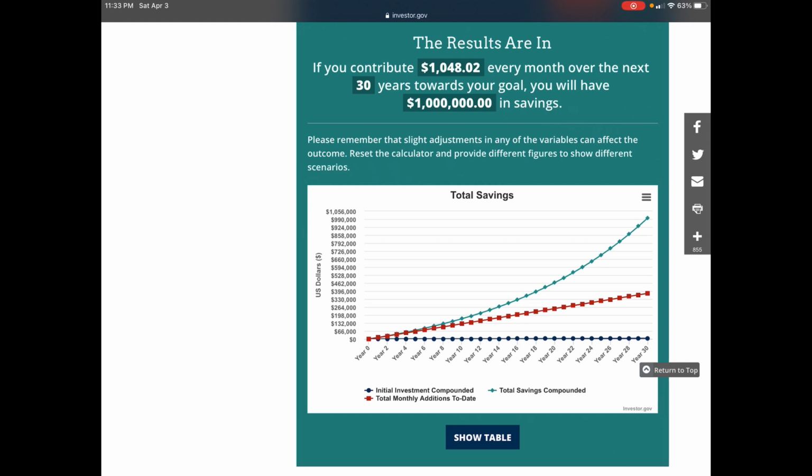Alright, now in order for us to get $1 million in 30 years from the initial investment of $1,000 that we had with a 6% interest in our savings account, we have to put in $1,048.02 every month in order to reach $1 million. That is a lot of money compared to the $100 a month that we did when we were doing the compound interest via investing instead of savings. Alright, now this is for the rate of 6%.